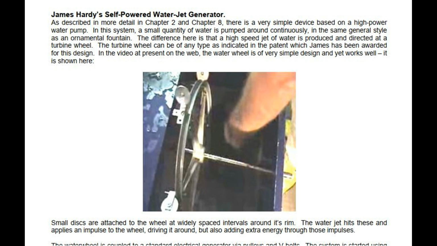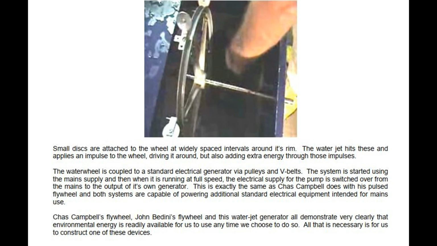Small discs are attached to the wheel at widely spaced intervals around its rim. The water jet hits these and applies an impulse to the wheel, driving it around, but also adding extra energy through those impulses. The water wheel is coupled to a standard electrical generator via pulleys and V-belts. The system is started using the main supply, and then when it is running at full speed, the electrical supply for the pump is switched over from the mains to the output of its own generator.